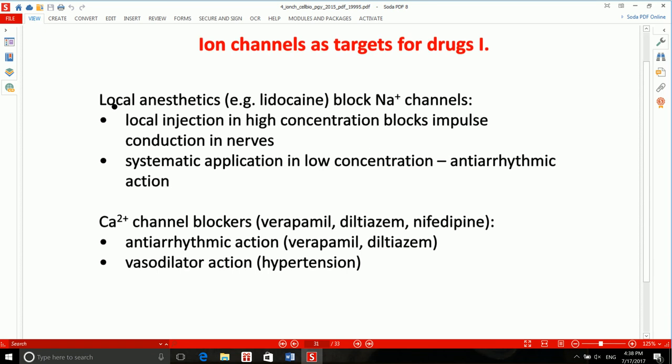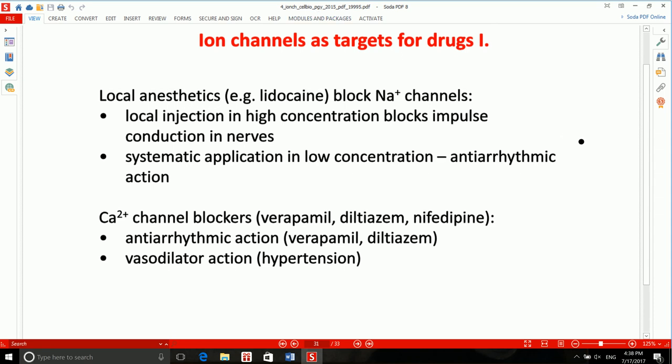One example is local anesthetics. Local anesthetics block sodium channels. And why do you think that is? Because the very first step of action potential, if you remember, is the opening of sodium channels. So sodium ions can rush into the cell and make the cell positive, so that the action potential can occur, so that these neurons can transduce the signal. So if these channels are blocked, the signal cannot be transduced, including pain signals.